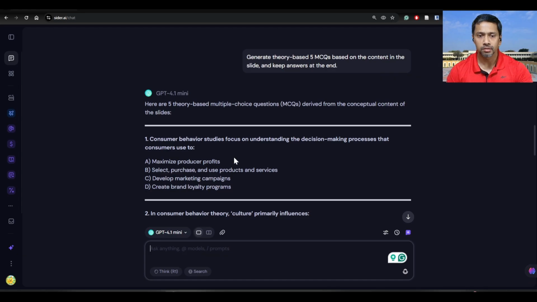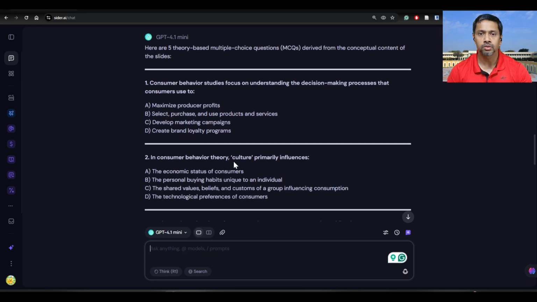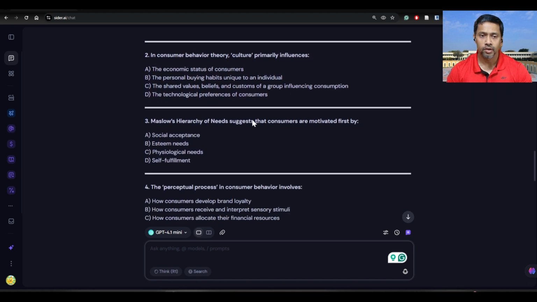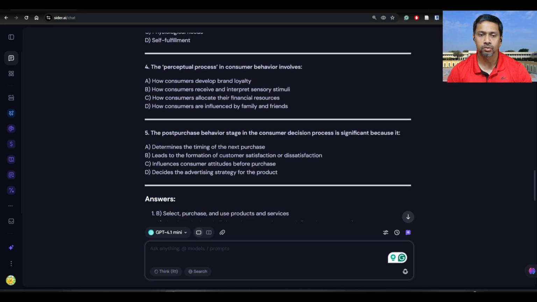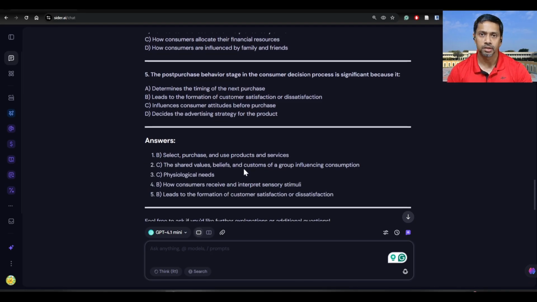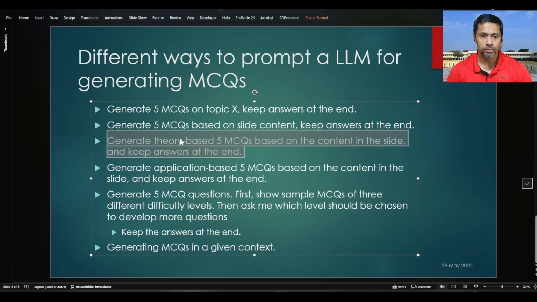And now it is saying that these are the MCQs based on the theoretical aspect. So these are the 5 questions. Third question is Maslow's hierarchy of needs. Then there's the perceptual process, and so forth. And again, we have answers at the end. So this was the third way to do it.